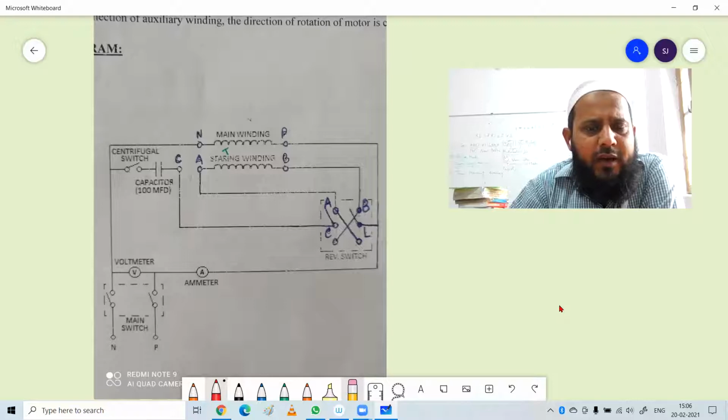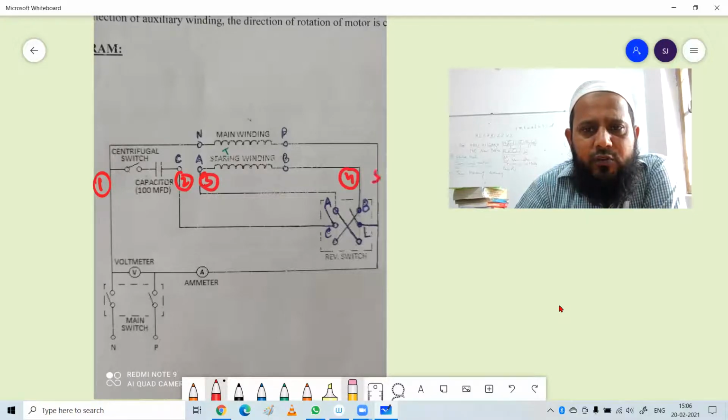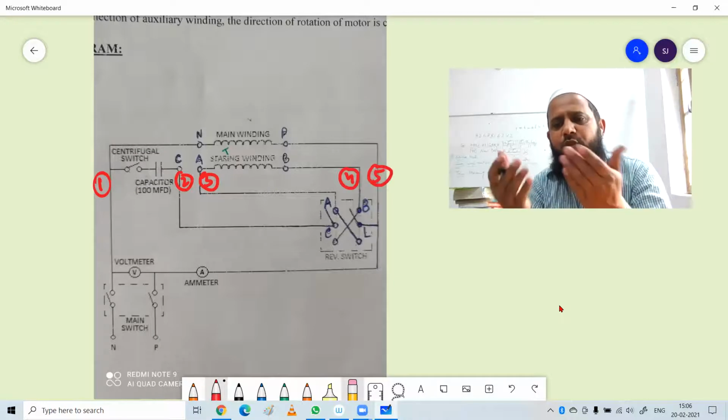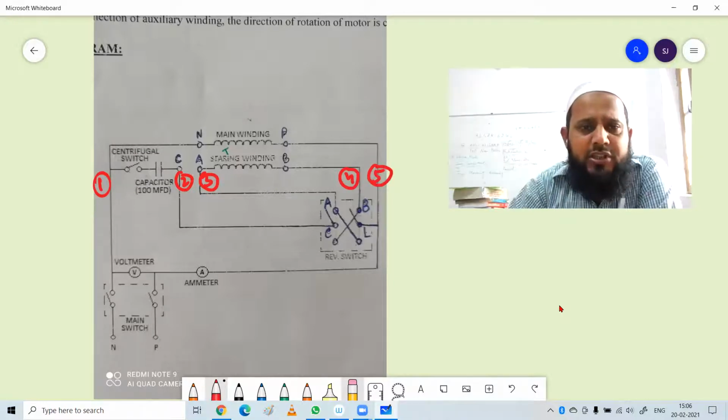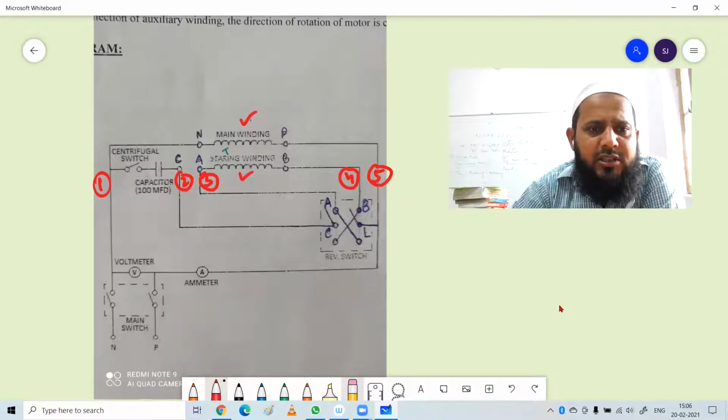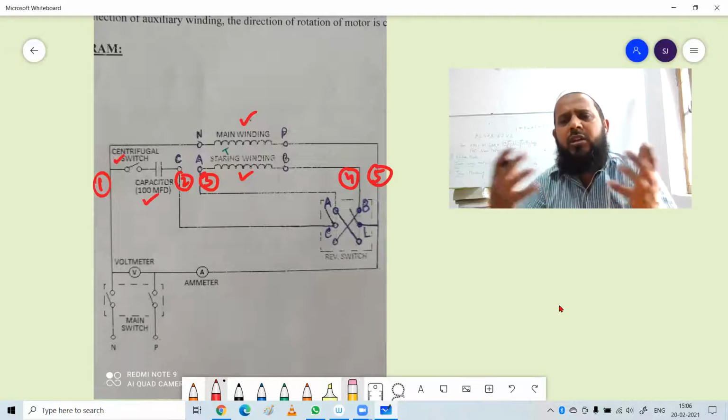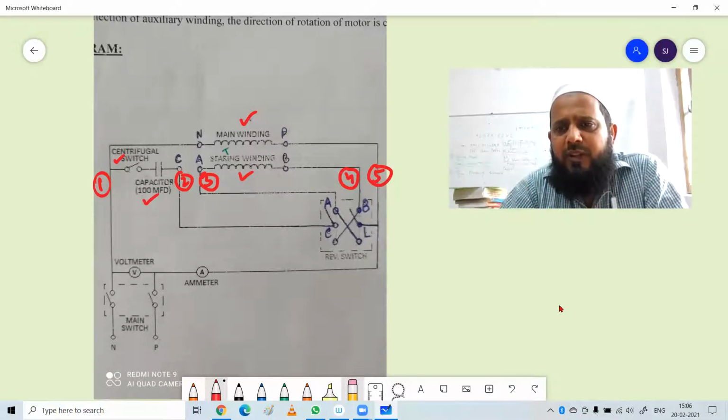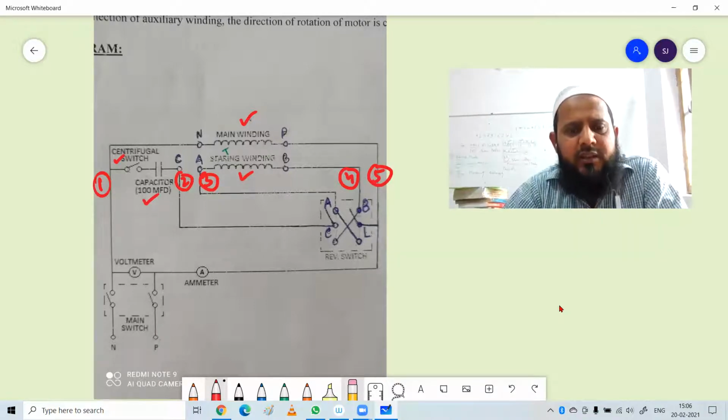And these are the wires. This is first wire, and this is the second, this is the third, and this is fourth, and this is five, which are coming out from the induction motor. This is the main winding of induction motor. This is the starting winding of induction motor. This is capacitor of the value 100 microfarads, and it is centrifugal switch. Centrifugal switch works on the principle of centrifugal force. Okay, you might have heard.